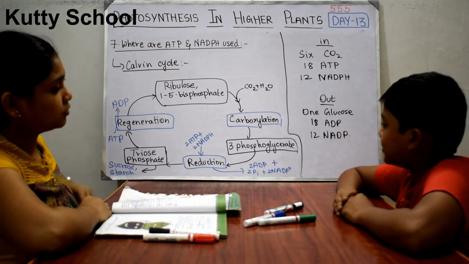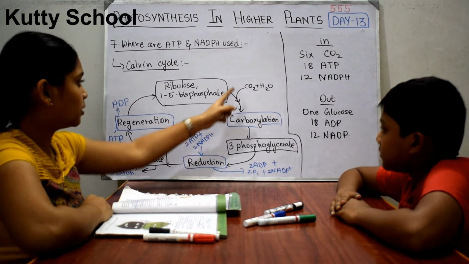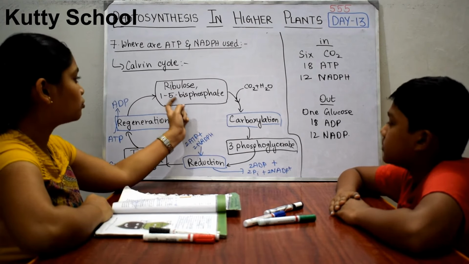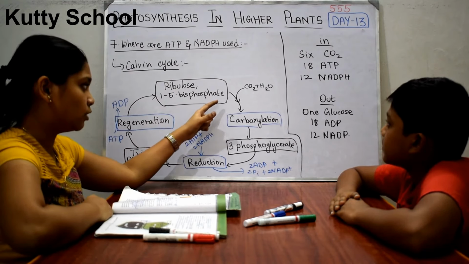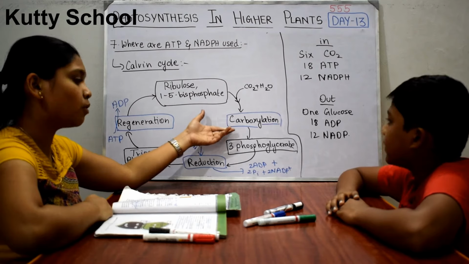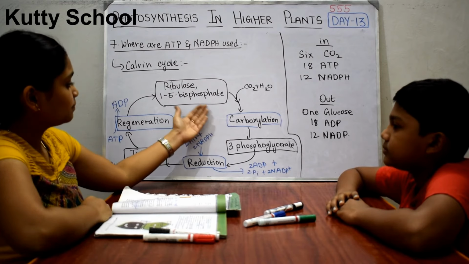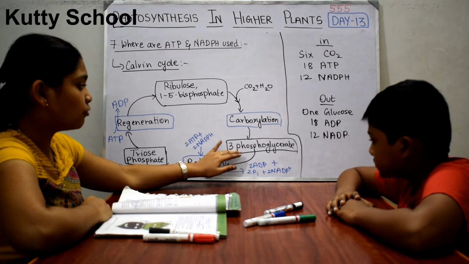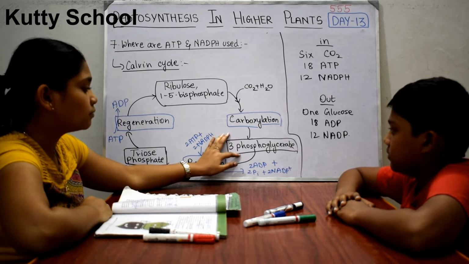The first product is 3-phosphoglyceric acid, which is a 3-carbon compound. The first CO2 acceptor is a ketose sugar, ribulose 1,5-bisphosphate. This ribulose 1,5-bisphosphate accepts CO2 and a water molecule. Since it is fixing CO2, this process is known as carboxylation. After this, it forms the first product, 3-phosphoglyceric acid, also known as 3-phosphoglycerate, which is a 3-carbon compound.